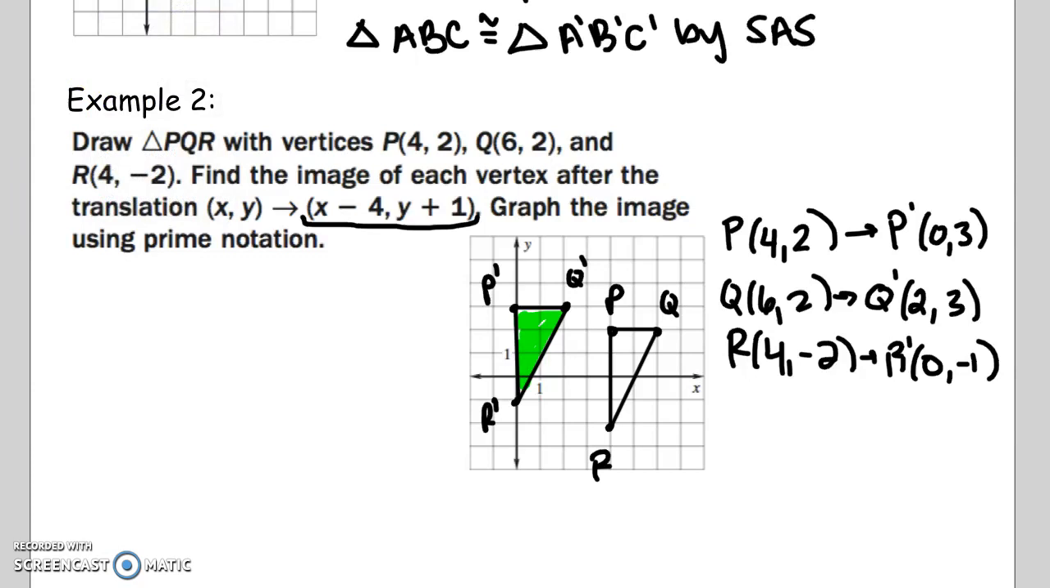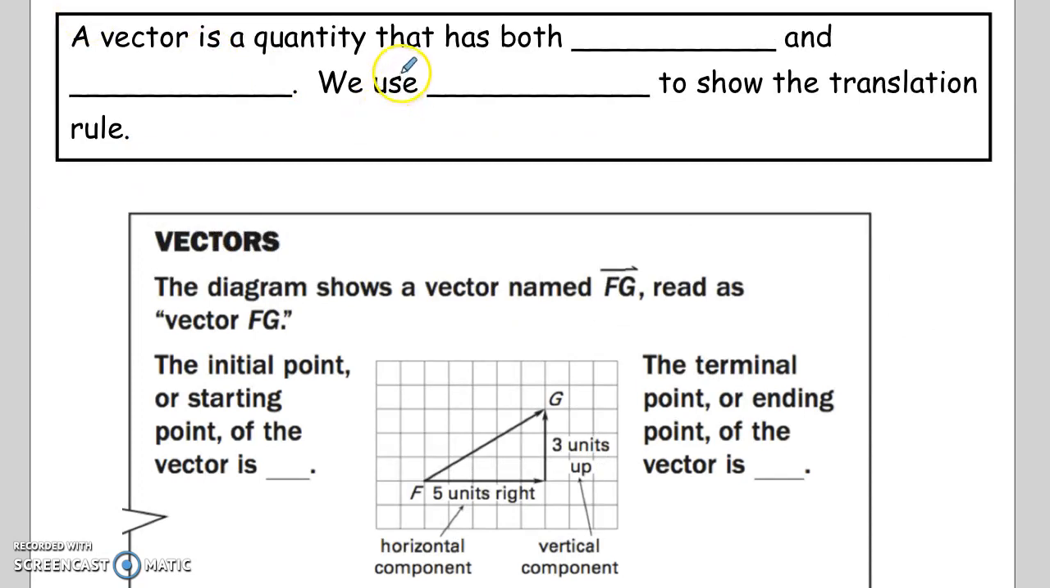on the back side, we're going to talk about vectors. So what is a vector? We use vectors in mathematics to kind of just show where points are going, and the notation for this is a lot shorter. So a vector has two parts. It's a quantity that has both magnitude and direction. So size and direction.